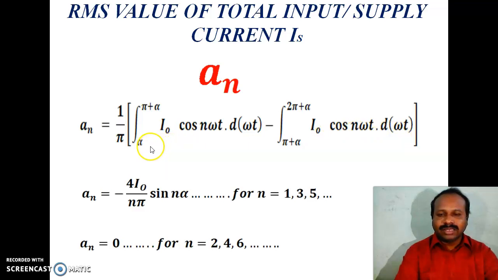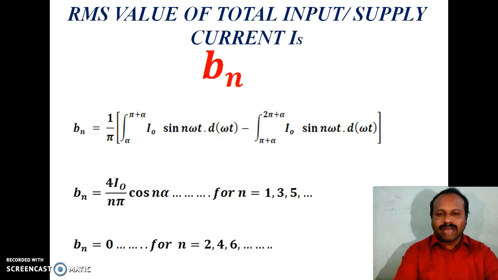Why are we selecting this alpha to pi plus alpha and pi plus alpha to 2 pi plus alpha? Because in this full converter, the current flows during the period alpha to pi plus alpha and also pi plus alpha to 2 pi plus alpha. After integrating and substituting the limits, we get an equal to minus 4 I0 by n pi into sin n alpha for odd values of n, that is n equal to 1, 3, 5. But for even values of n, that is n equal to 2, 4, 6, we get an equal to 0.